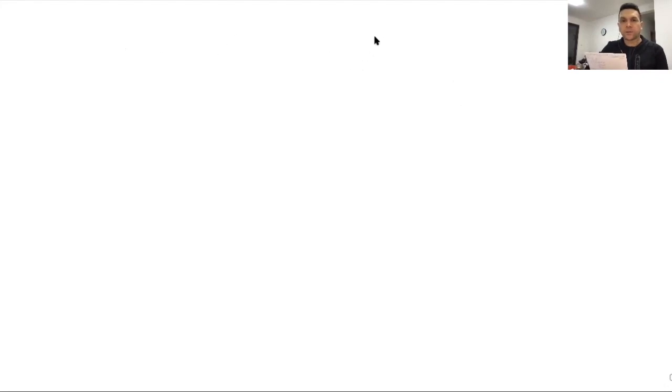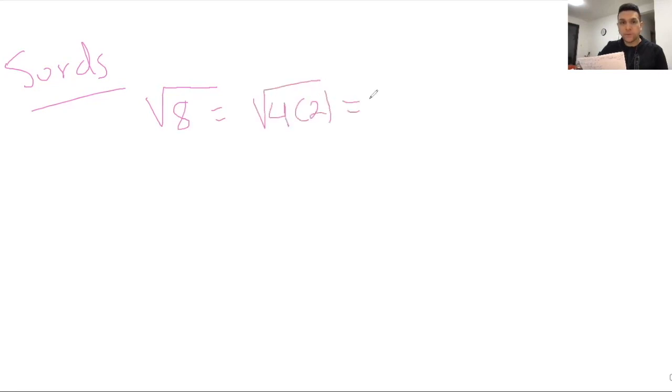So what's a surd? A surd is basically an expression involving a radical sign in which the number inside the radical cannot be simplified any further. What do I mean by that? This one you can simplify, right? This is 4 times 2, and the square root of 4 is 2, so this becomes 2 times the square root of 2.